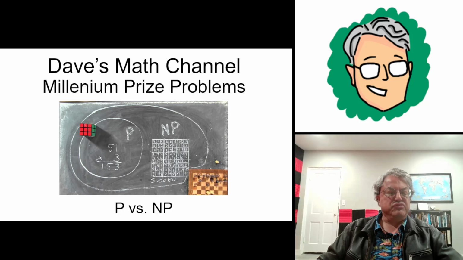And actually, I haven't even said what the problem P versus NP is yet, but the problem is basically whether P equals NP. And if P equals NP, that means that every NP problem is P. That means that every problem that's easy to check is also easy to solve. And I think most mathematicians believe this is false.